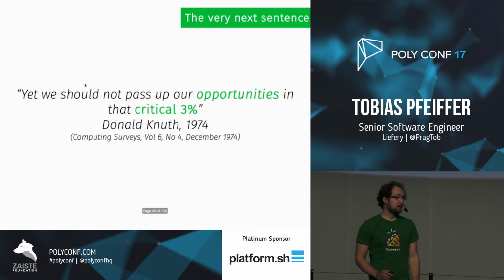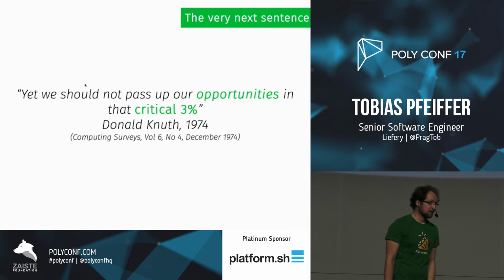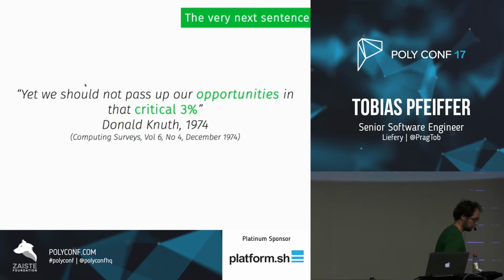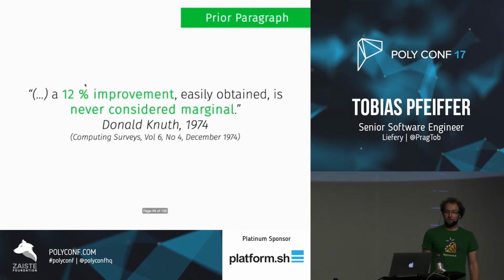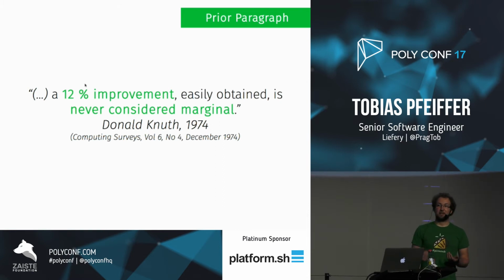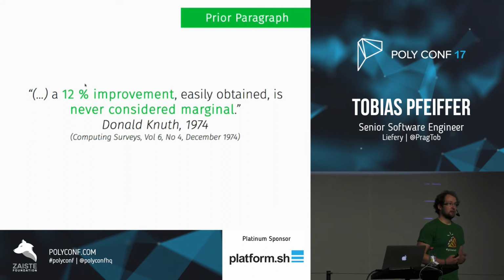But wait a second. Let's read the very next sentence. Yet, we should not pass up our opportunities in that critical 3%. So he basically says it's very, very important as well, if it's critical. Also, in the prior paragraph, he says, a 12% improvement easily obtained is never considered marginal. So he tells us to only do it in the critical path, and 12% improvements are enough because, as Piotr said yesterday, I don't care about 2% improvements. That doesn't matter. All the work you put into that is probably not worth it.